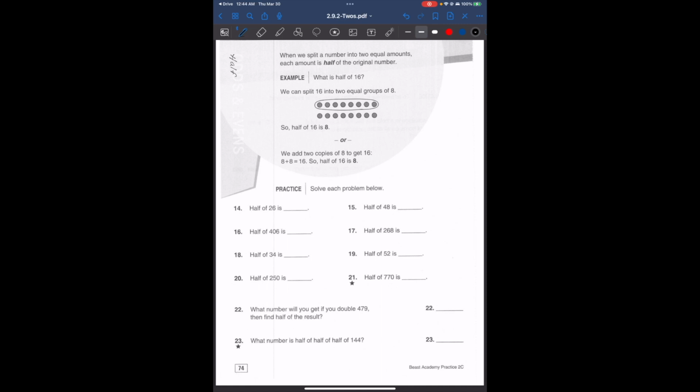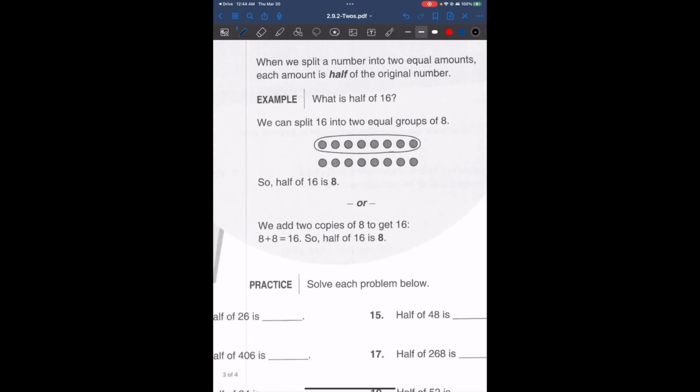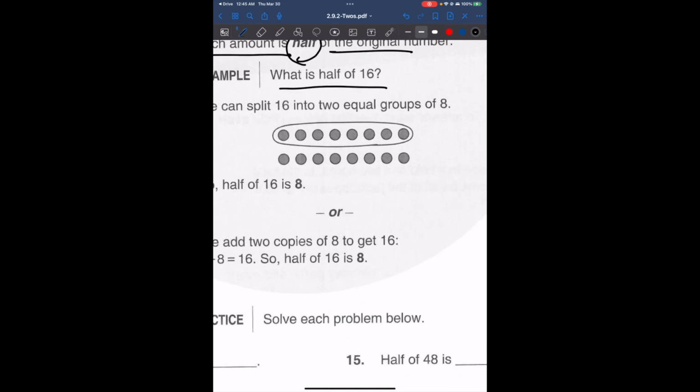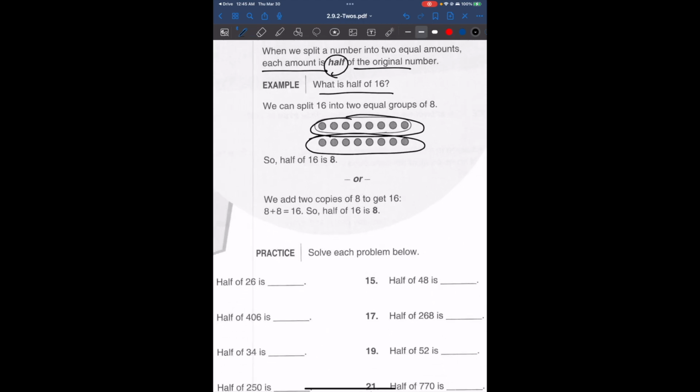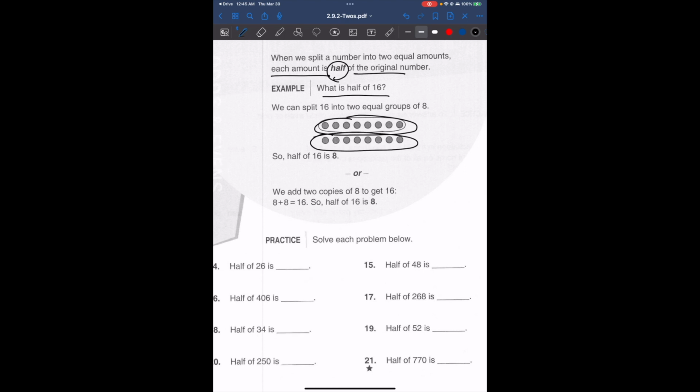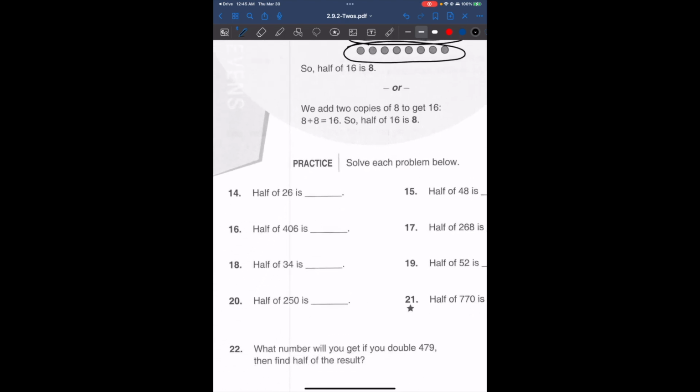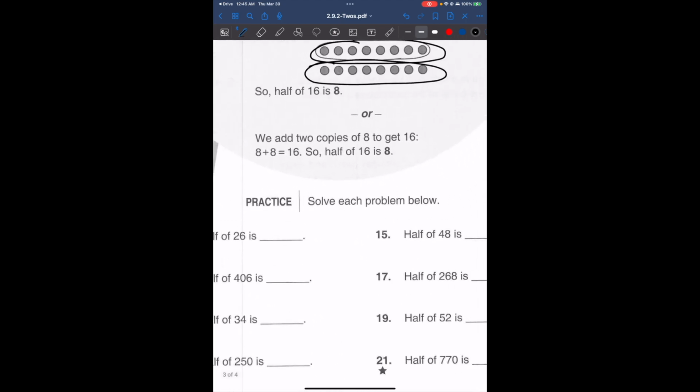Now we're going to learn about a concept called half. So when we split a number into 2 equal amounts, each amount is half of the original. For example, what is half of 16? We're going to draw 16 dots, and if we divide that into 2 whole groups, there's 8 dots in each group. And so half of 16 is going to be 8. Another way we can do the example for 16 is 8 plus 8 is going to be 16, right?